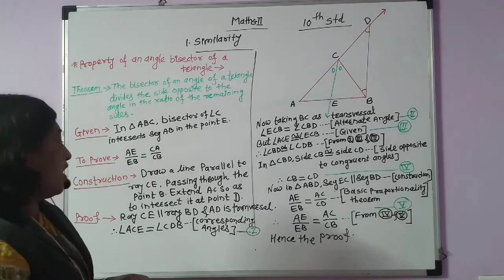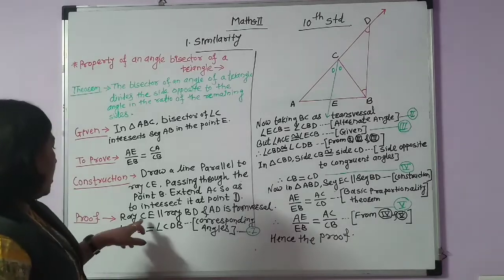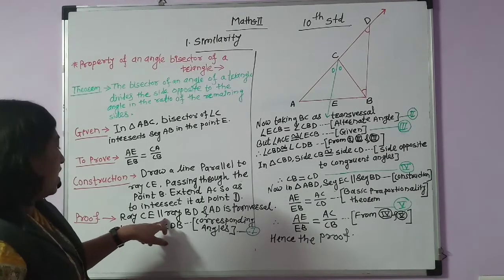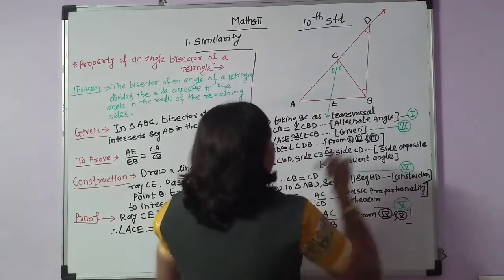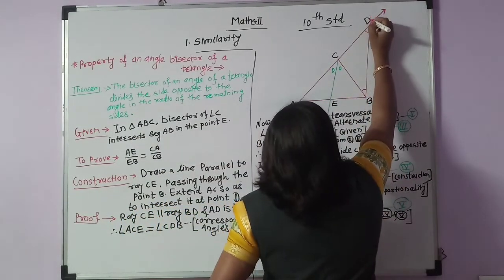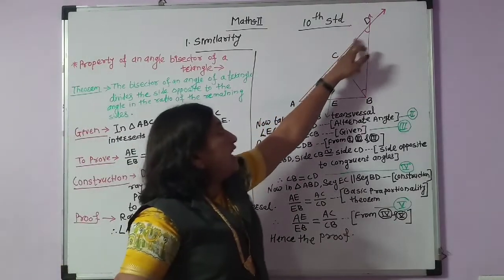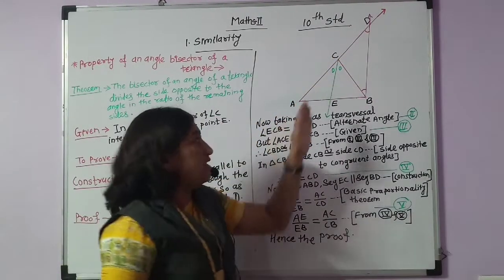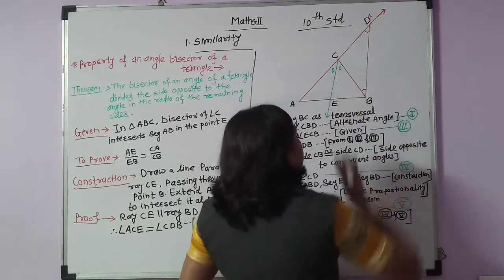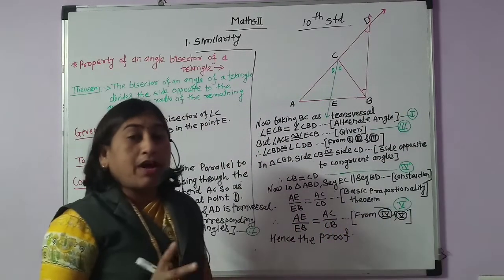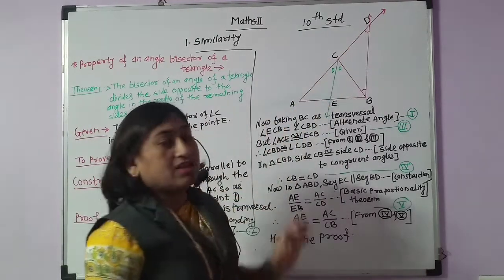For that we have to write the proof. First of all, we take ray CE parallel to ray BD. That means these two rays, CE and BD, are parallel to each other, and this AD is our transversal.